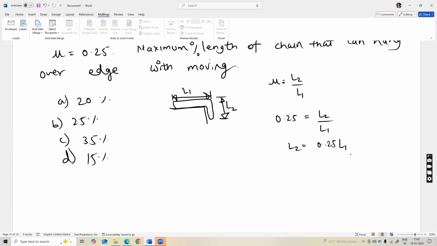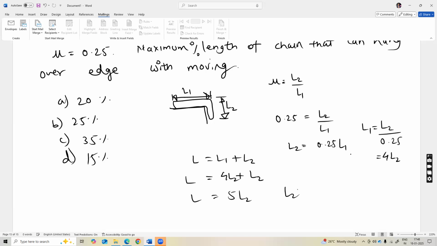Let L be the total length, which is equal to L1 plus L2. Basically we have to find out the length hanging with respect to the total length. Since L2 is equal to 0.25 times L1, L1 will be equal to L2 by 0.25, so it is basically 4 times L2. So 4 times L2 plus L2 is equal to L. So L is equal to 5 times L2.